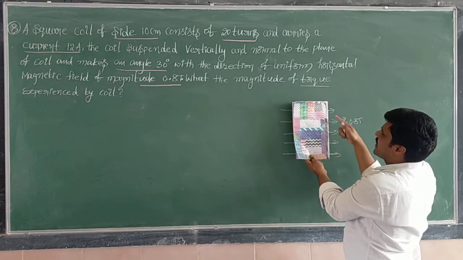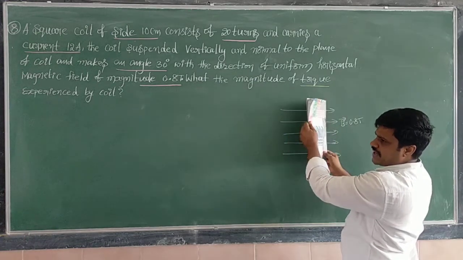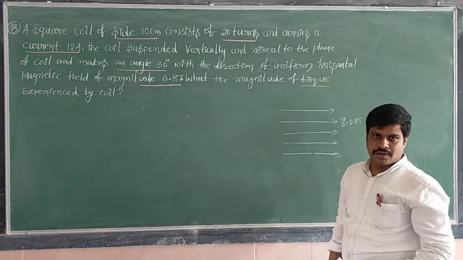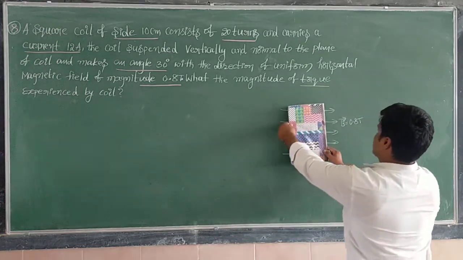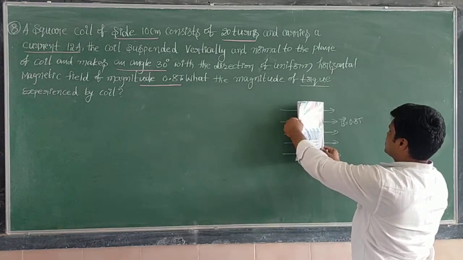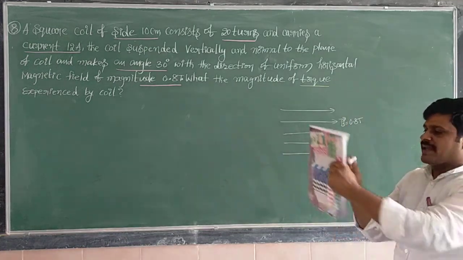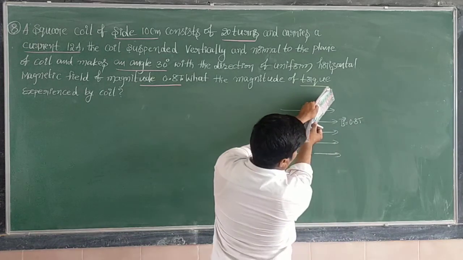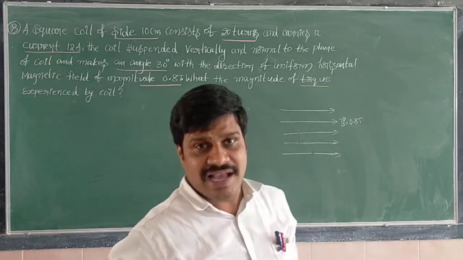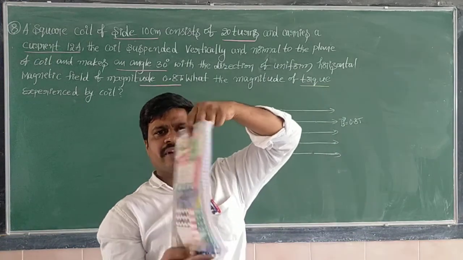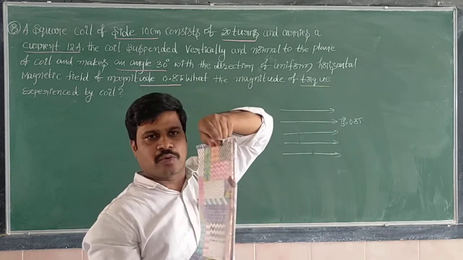Whenever a current carrying coil is placed in a magnetic field, it undergoes a rotating effect. That rotating effect is nothing but torque. So the torque we have to find out here. Suppose this one is rotated like this. When it is rotated like this, the angle between the normal line and the magnetic field must be 30 degrees. Like that the coil has rotated. Actually, the coil is going to rotate like this.